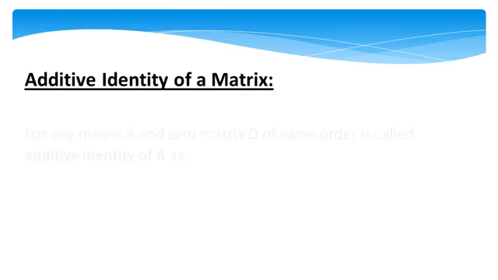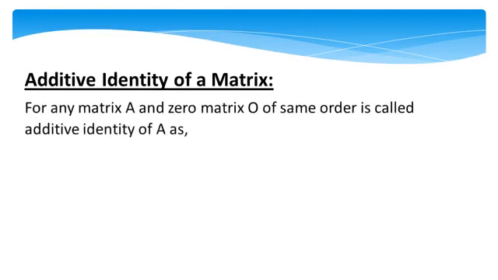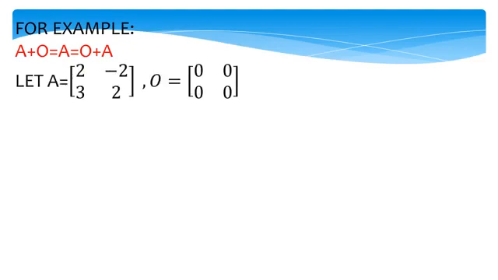Additive identity of a matrix. The definition is: for any matrix A and zero matrix O of the same order, O is called the additive identity of A, as A plus O is equal to A matrix, which is equal to O matrix plus A matrix. For example, A plus O is equal to A, which is equal to O plus A. Let A matrix be 2 minus 2, 3 and 2, and O matrix is a null matrix, all elements are 0.